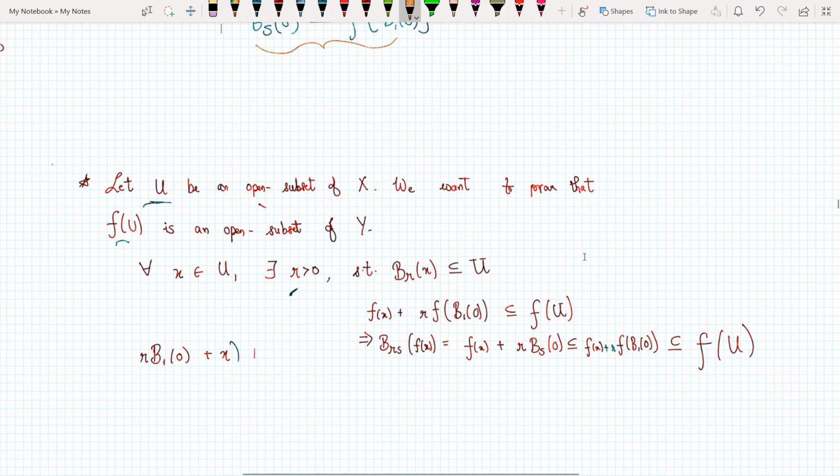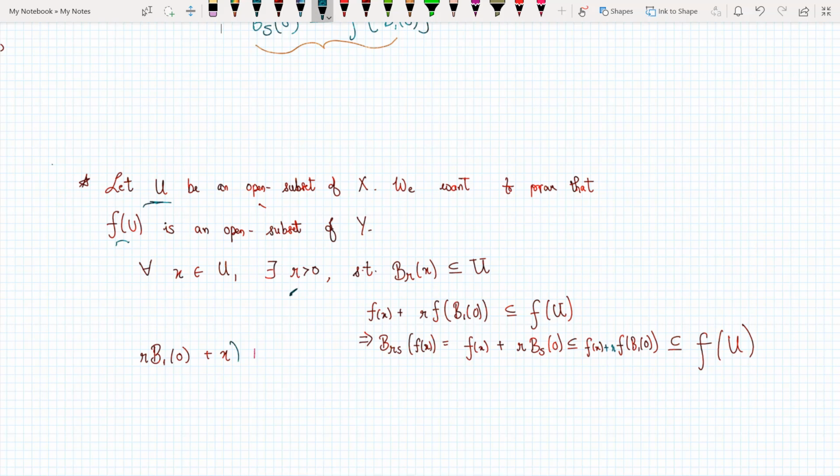Now the final crux comes, and that is this: let u be an open subset of x. We want to prove that f of u is an open subset of y. And the way I do it, for every x belonging to u, there exists r greater than 0 such that the ball of radius r around x completely lies within u. And now if I can prove that f of x plus this ball lies completely within f of u, then I can say that it is a subset of f of u. Well, let me show it this way. Let's continue piece by piece.